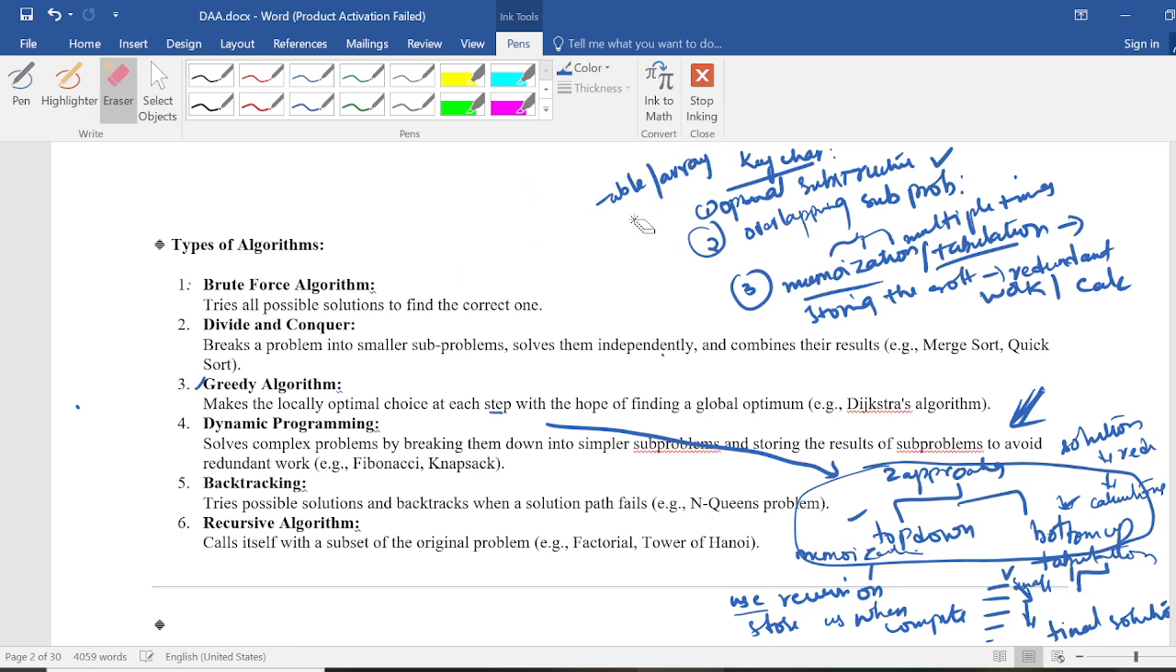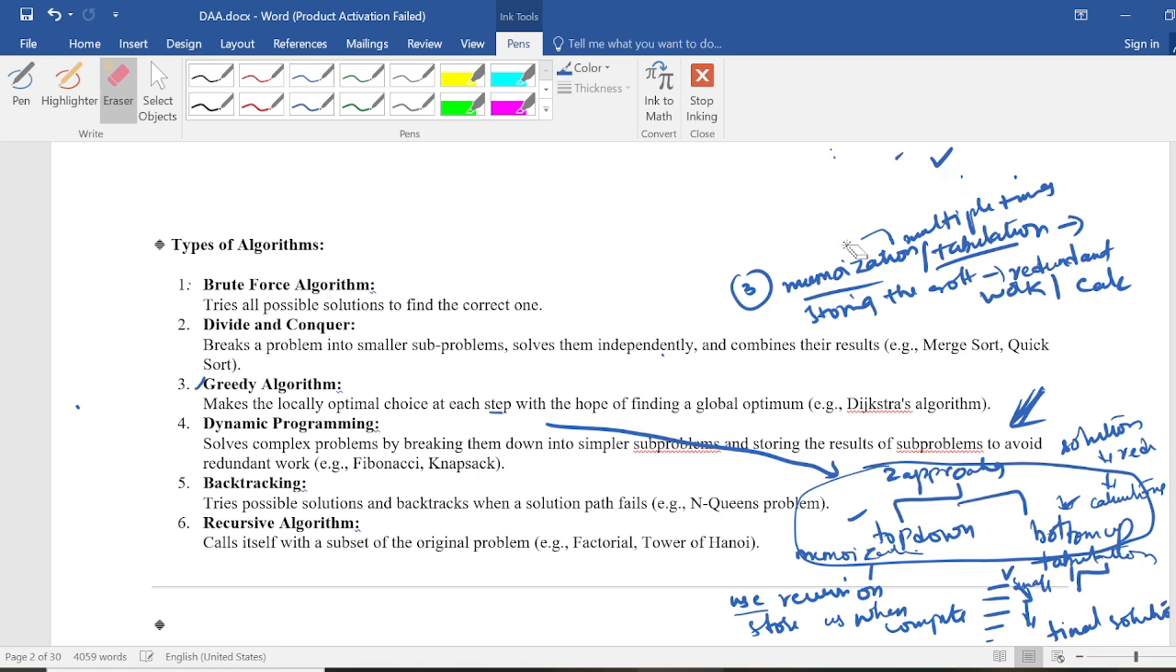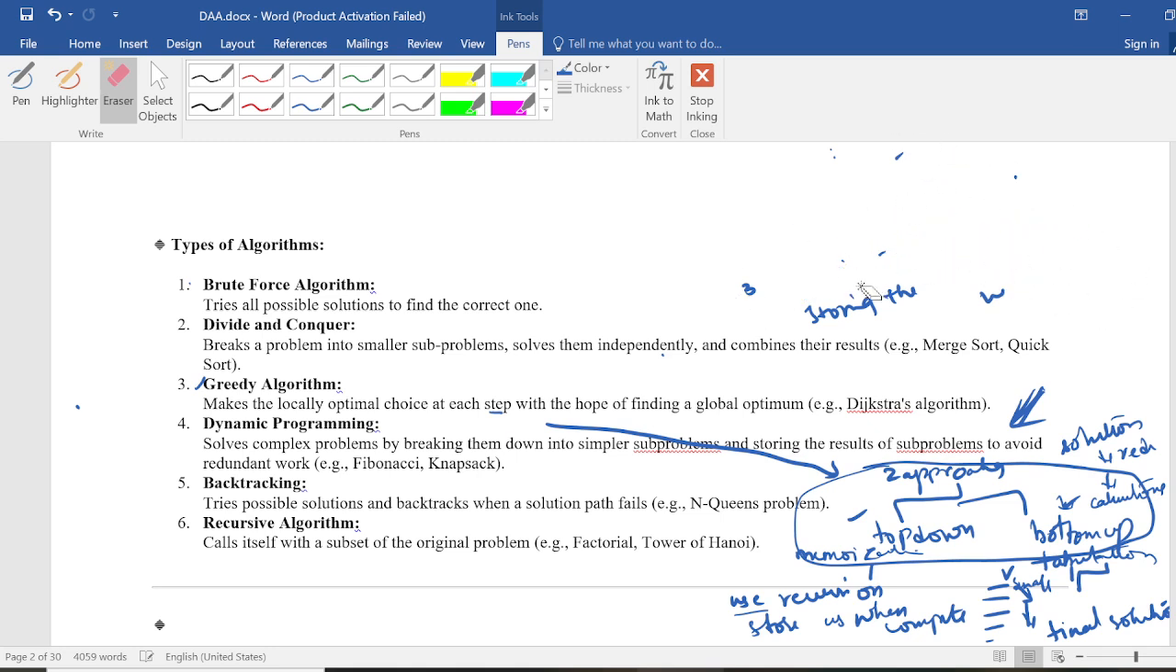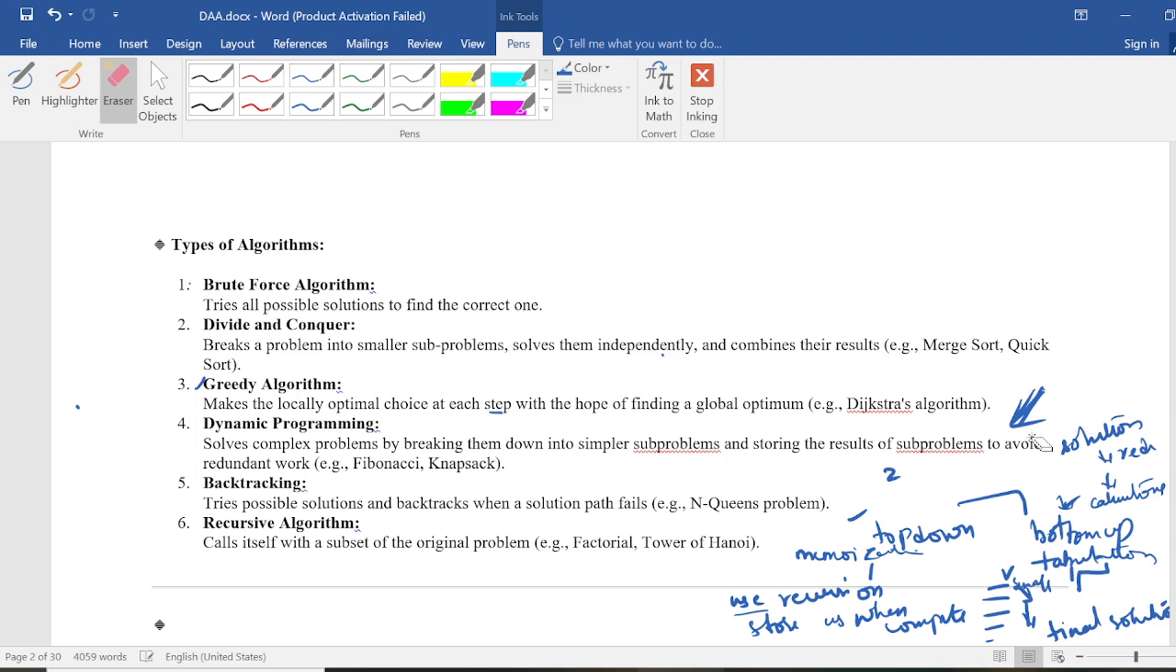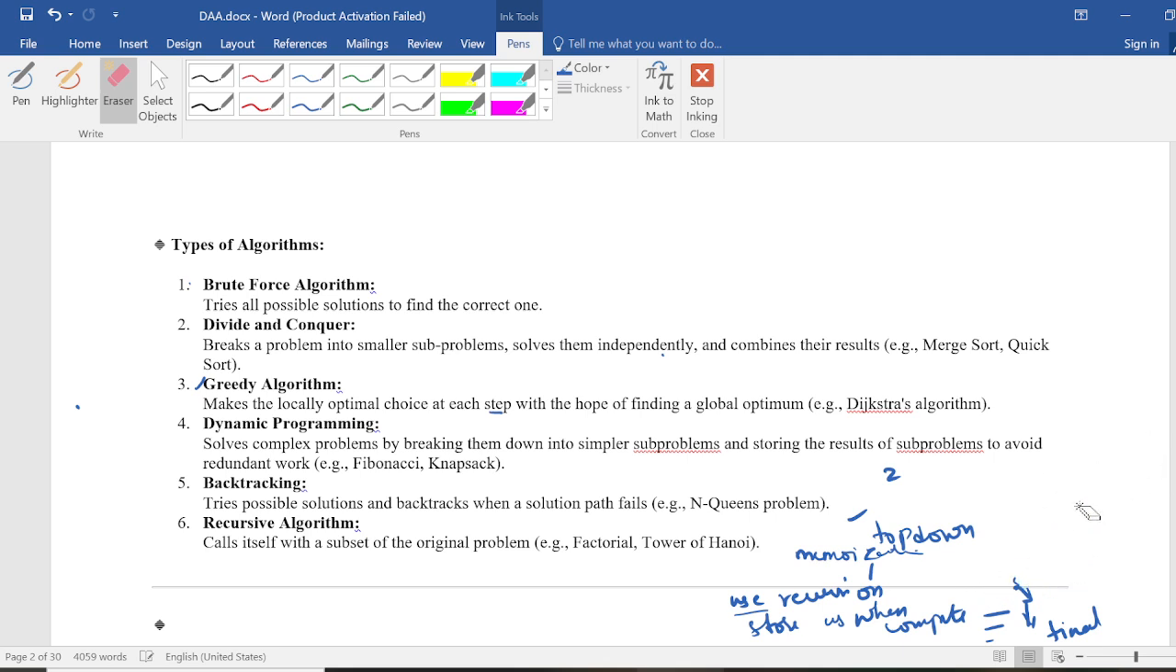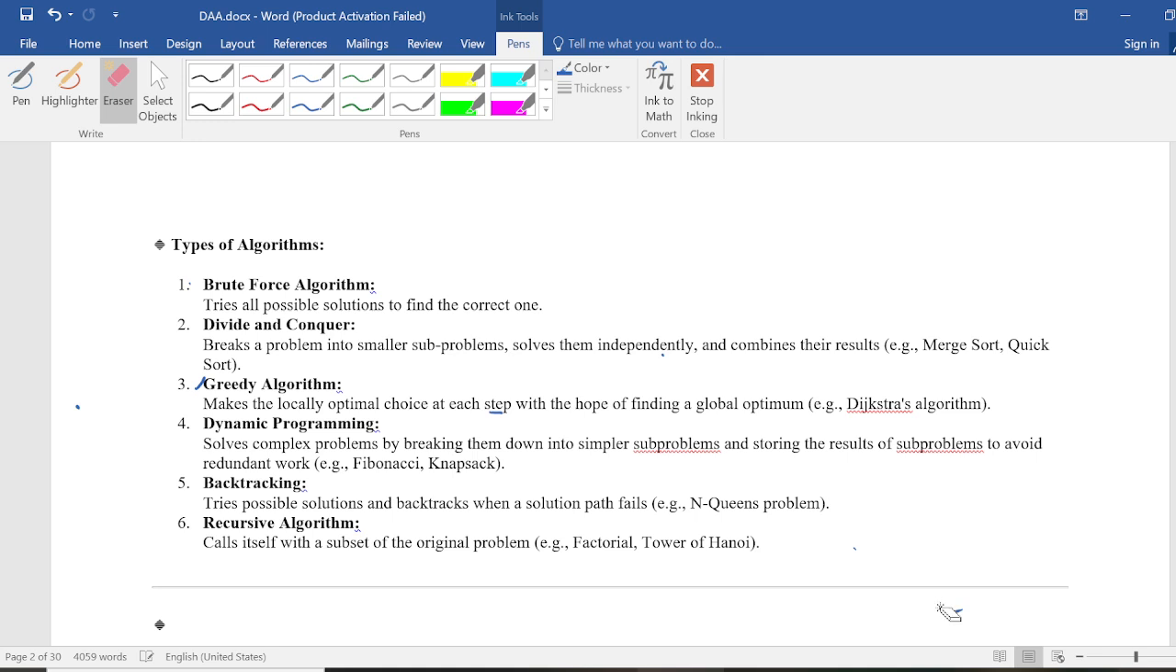So next one is the recursive algorithm. First we'll look into the definition of the recursive algorithm, that is, calling itself with a subset of the original problem. We'll dive deeper into the algorithm. Sorry, we have missed the fifth one, that is backtracking, which is an important algorithm.